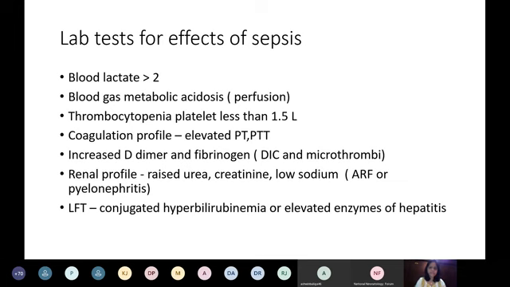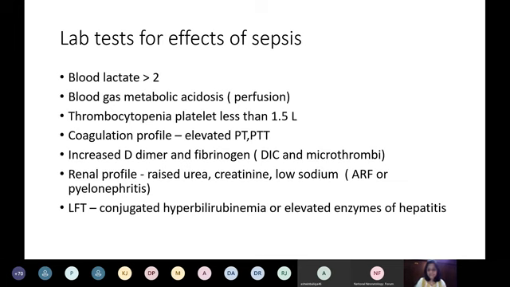If you see thrombocytopenia and then you do coagulation tests and you see that there is elevated PT, PTT, and we check for D dimers, they are also elevated. Fibrinogen is low. That means there are some microthrombi, there is some DIC happening in the baby's body. So we know that probably it is because of sepsis. So this is again an effect of sepsis. So these are also indirect evidence of infection.